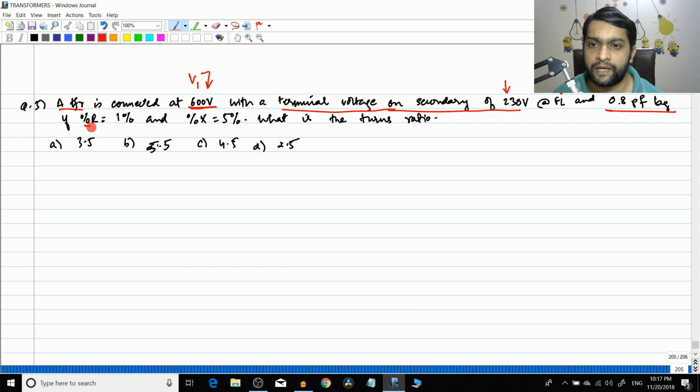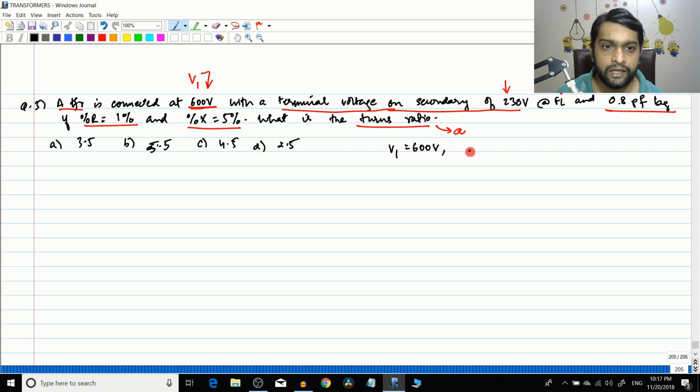Okay, so if the percentage resistance is 1% and the percentage reactance is 5%, they are asking you what is the turns ratio, that is A. So let's write down all the information. V1 is given to be 600 volt. The percentage resistance of the transformer is given as 1%.